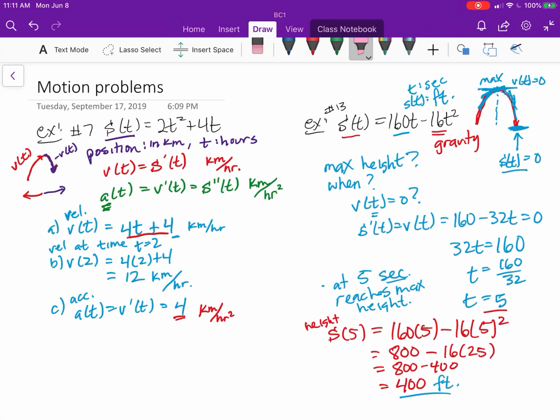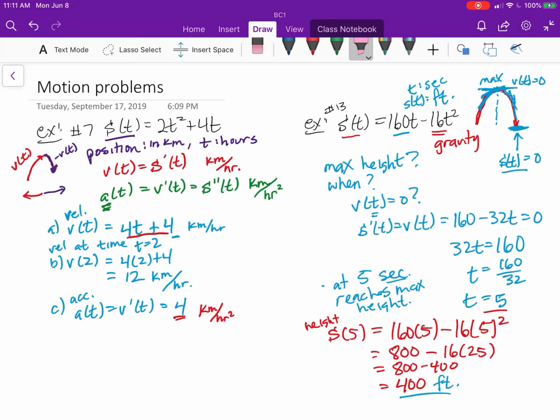So if it wants velocity, that's just the first derivative, 4t plus 4, pretty straightforward. The units are kilometers per hour. If it wants the velocity at time 2, so at the second hour, how fast are they going? Then just substitute 2, so 12 kilometers per hour.